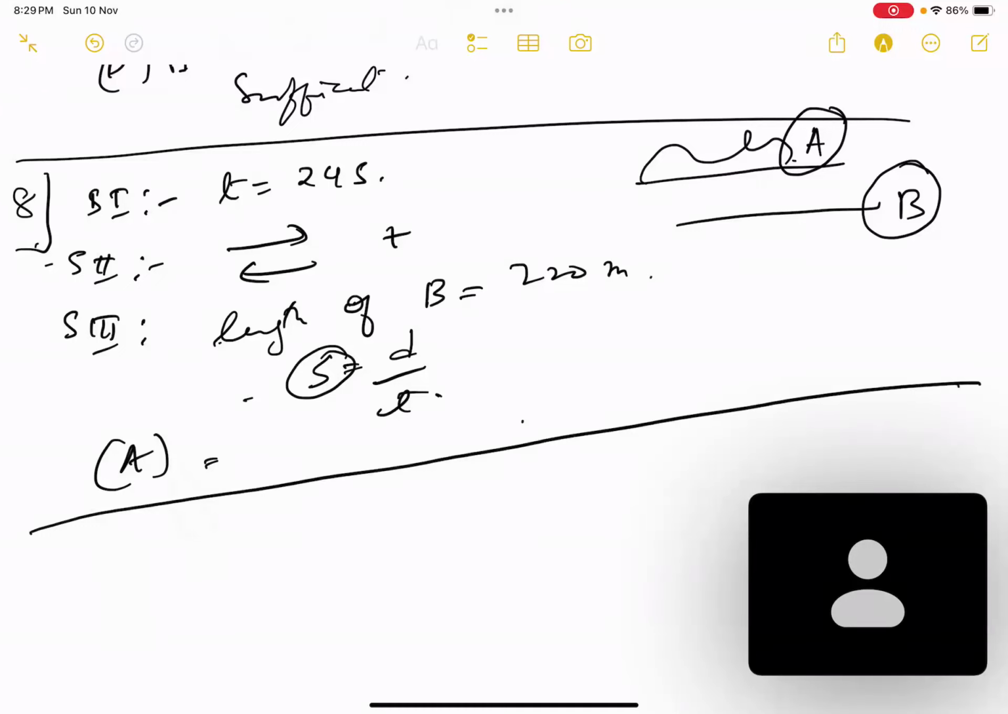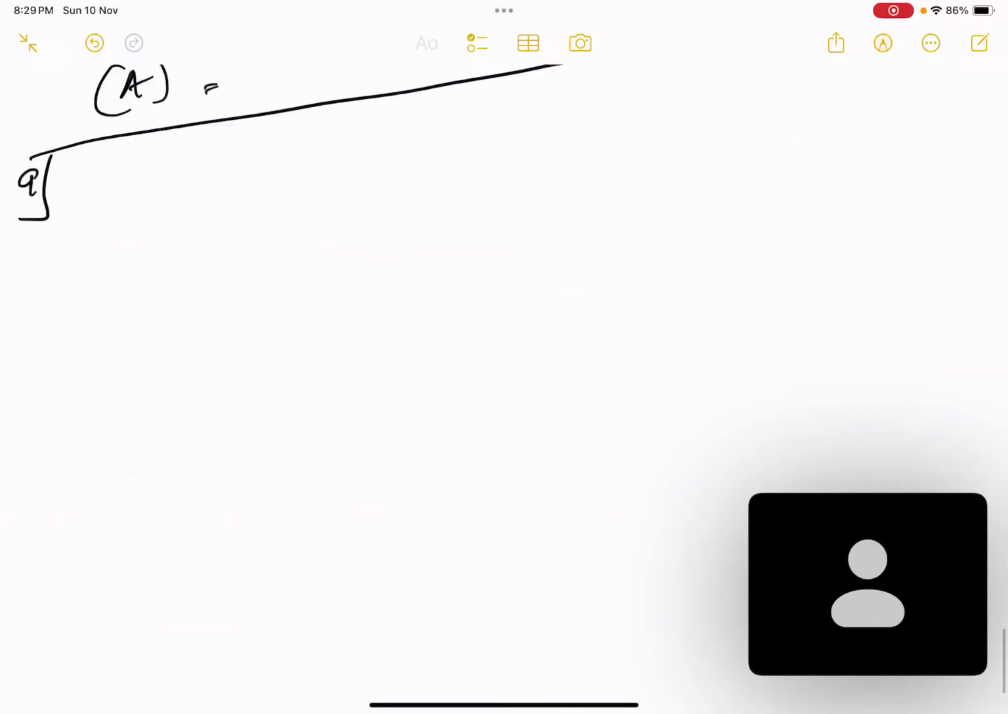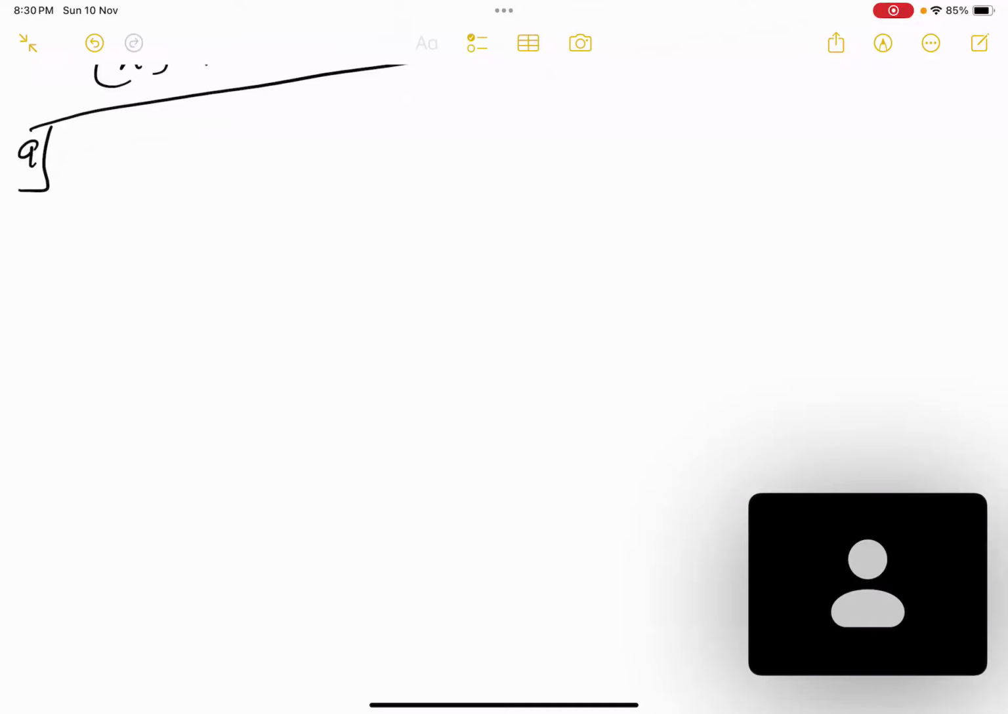Okay. Number 9. It's a question on the relation between simple interest and compound interest. What is the rate of interest per annum? So we have to find the rate of interest.